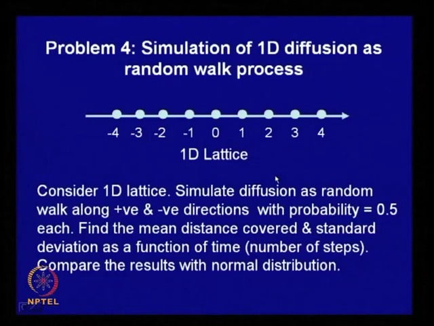A normal spreadsheet provides a random number generator, and here is an example which has been solved using an electronic spreadsheet, with these instructions given here. Consider a 1D lattice, and simulate diffusion as a random walk along the positive and negative directions with probability equal to 0.5 each. Now, find the mean distance covered and the standard deviation as a function of the number of steps, and compare the results with a normal distribution.